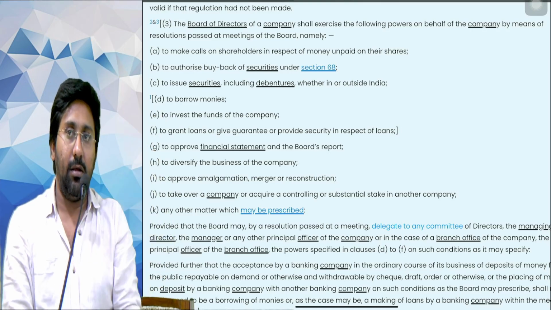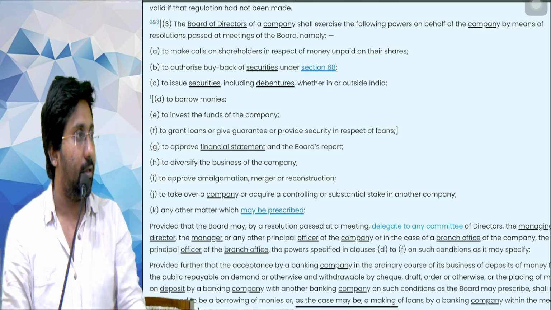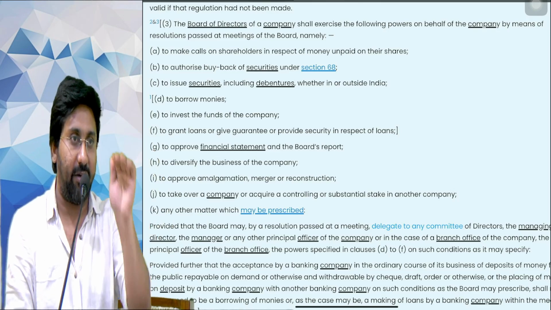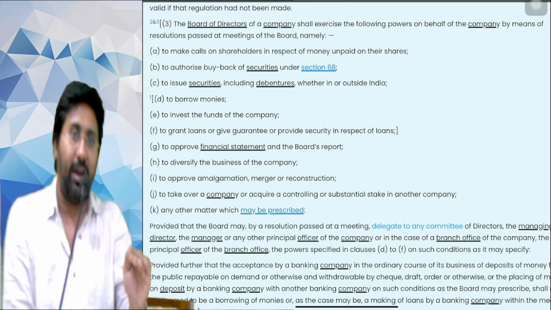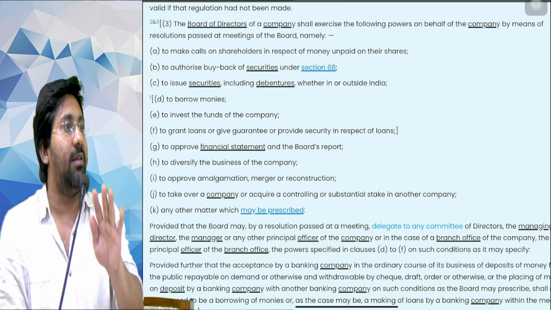Stage 1, application. Second, third, calls. Three types of calls will be there: first call, second call, final call. There are three calls, so they will collect in installments. Or they will collect in bulk.